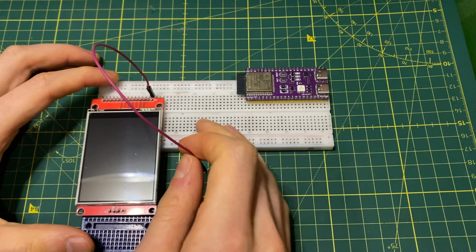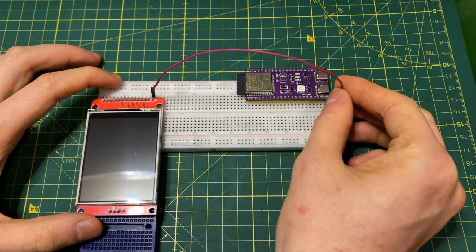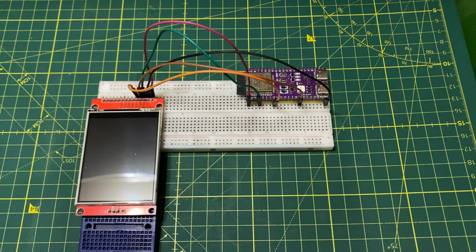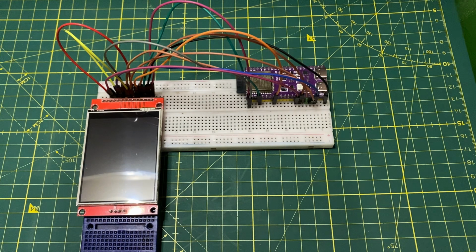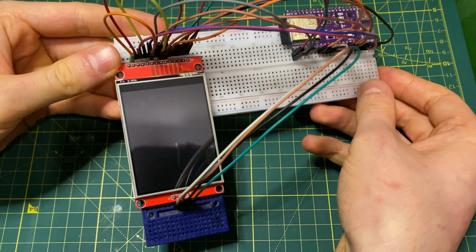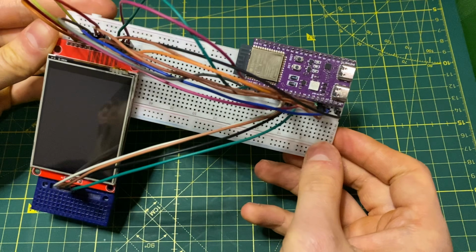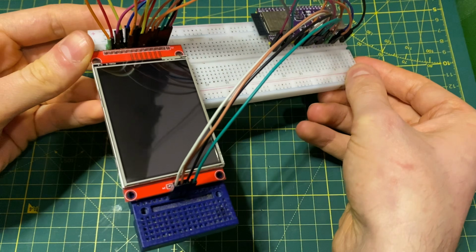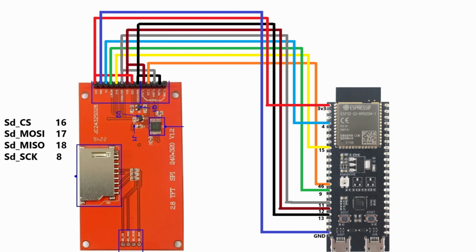Next step is wiring. The TFT driver and touch panel driver share the same SPI pins, except the CS pin, but the SD card has different SPI pins and uses a different SPI port. Be careful with that. As you can see in the wiring schematic on the screen, you can follow this setup.